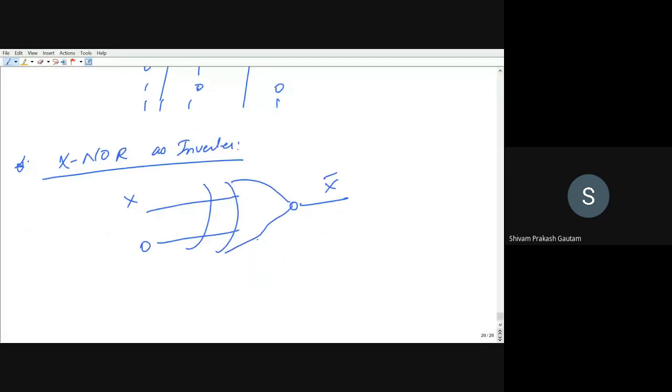Yes, am I audible? Okay. Yes, sir. If you see A XNOR with B, this formula is AB plus A bar B bar. If you want to prove it here, X XNOR with 0 will be X multiplied by 0 plus X bar 0 bar, right? Anything multiplied by 0 will be 0. So 0 bar will be equal to 1. So we will be getting X bar only, which is what we wanted, right? So for operating XNOR as an inverter, you have to provide one terminal constantly 0, and on the other terminal you provide your variable, then it will be working as an inverter.